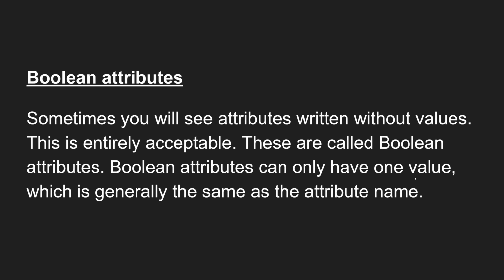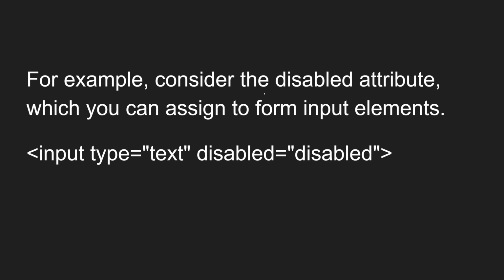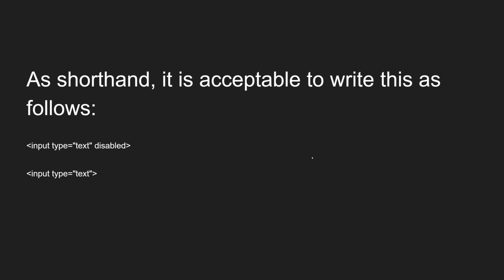Boolean attributes can only have one value. If a Boolean attribute does have a value, it will be only one value, generally the name of the attribute itself. For example, consider the disabled attribute, which you will generally use in form input elements. Disabled is a Boolean attribute. The value will be the name of the attribute itself, or otherwise if you don't mention the value, it's okay, fine.